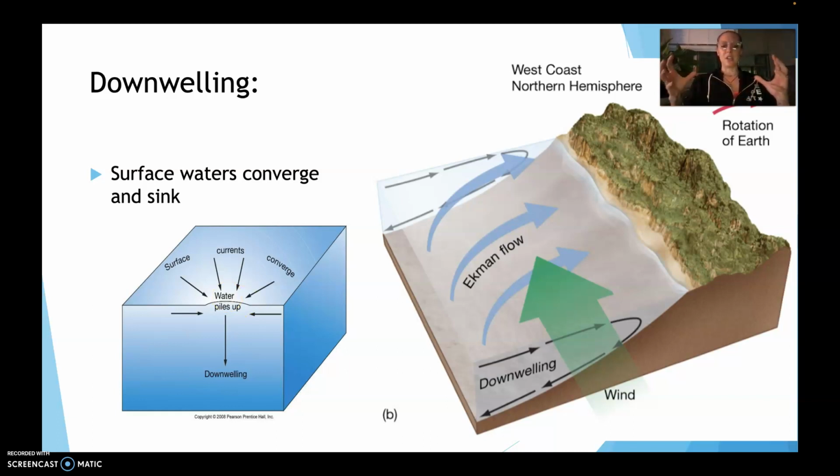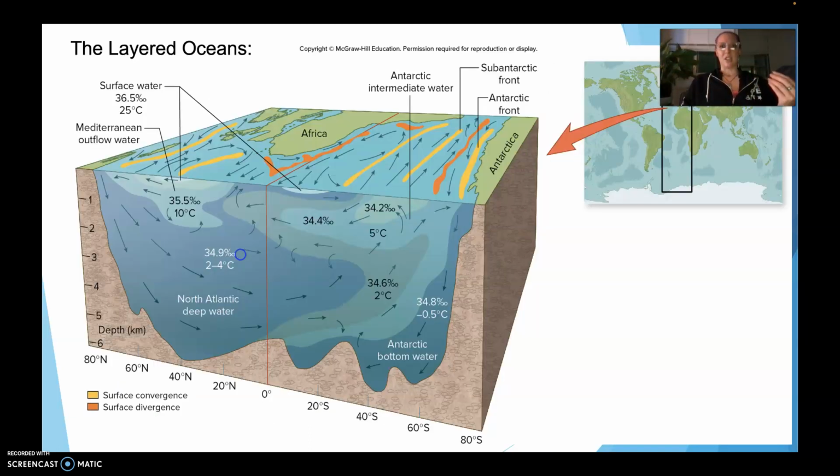So if we put all these ideas together of ocean temperature, ocean salinity, convergence, divergence, all of this stuff, we can actually bring forth this idea of what we call the layered oceans.